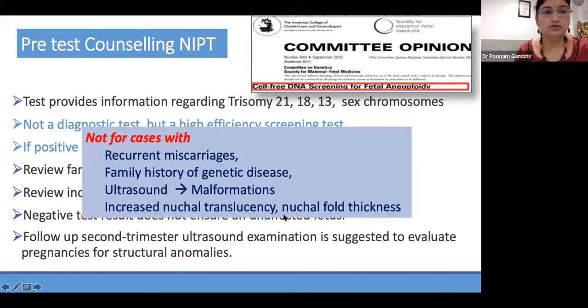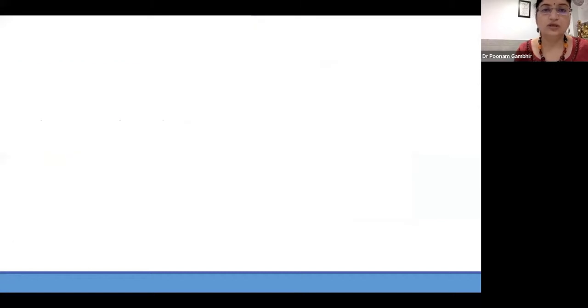NIPT is not recommended for cases with recurrent miscarriages, because in those cases either of the couple may be a carrier of a balanced translocation. If there is a family history of genetic disease, then NIPT does not help. If the ultrasound shows any malformation, then also NIPT is not to be offered, or if there is increased nuchal translucency or nuchal fold thickness.